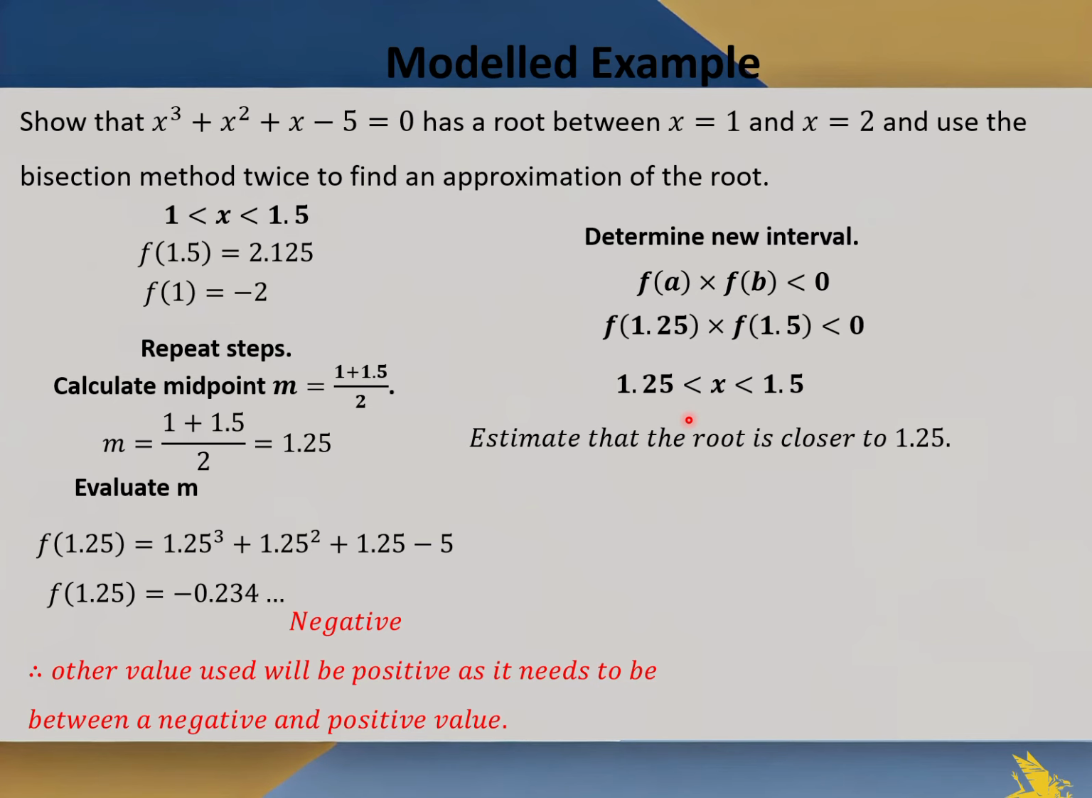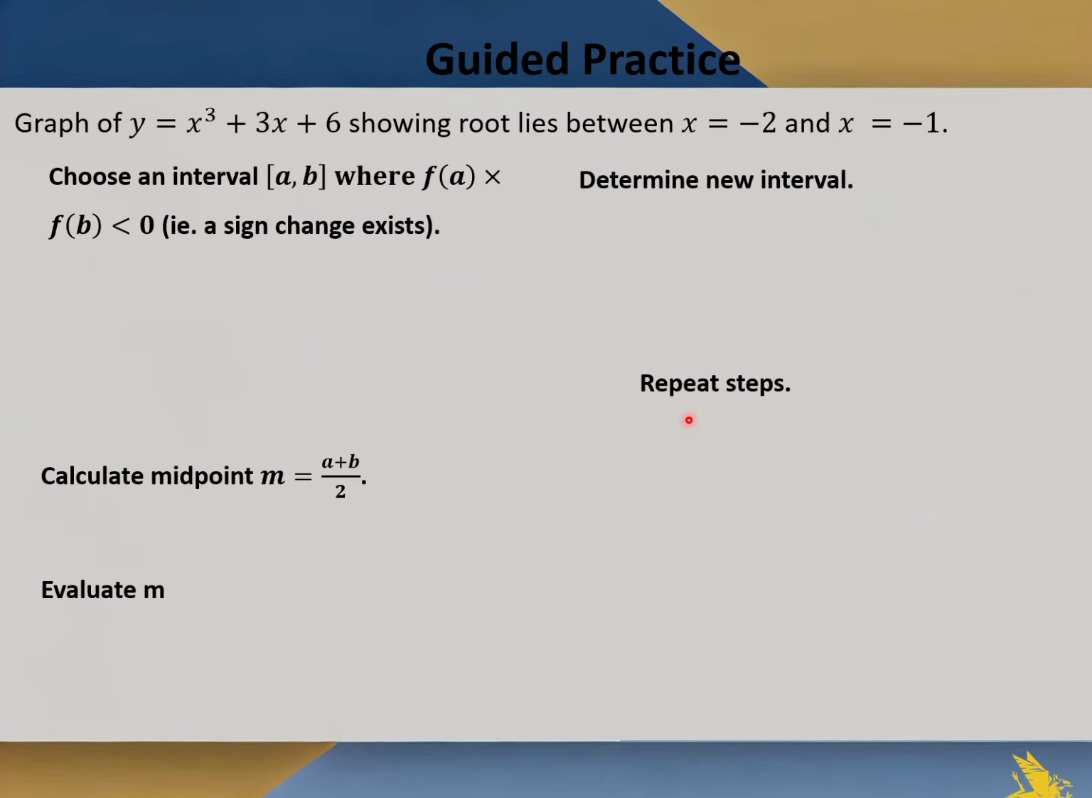So let's do this again. We'll just do one more question. Same steps are going to apply. So we have a function of y equals x to the power of 3 plus 3x plus 6, showing roots that lie between x equals negative 2 and x equals negative 1.